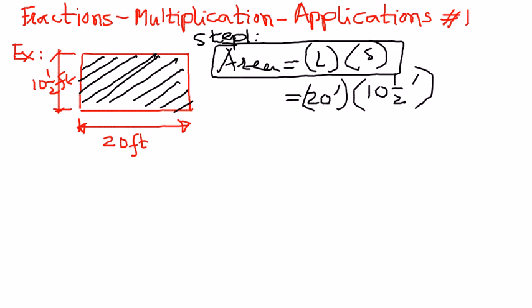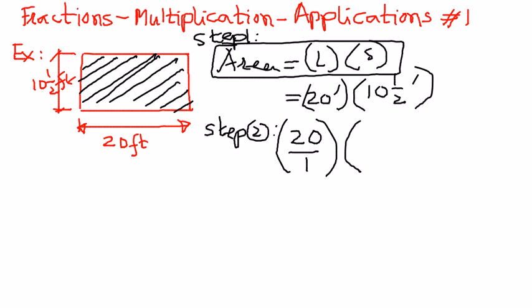So as step 2, we're going to write 20 as a fraction, 20 divided by 1. We can write a whole number as a fraction, and then we're going to convert this mixed number into an improper fraction. We take the denominator of the fraction, multiply it by the number on the side, 2 times 10, take the product of that and then add it to the value in the numerator, and then divide that whole expression by the denominator of the fraction.